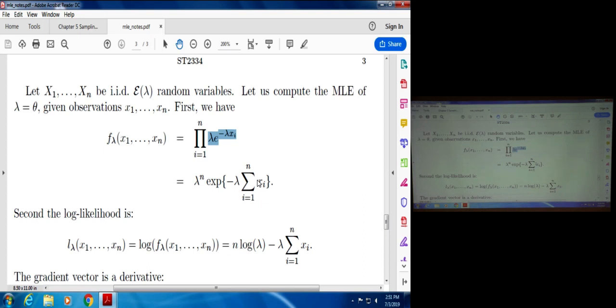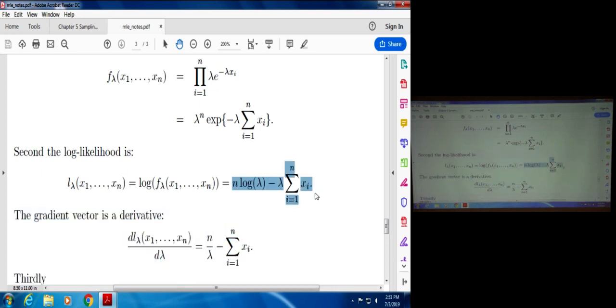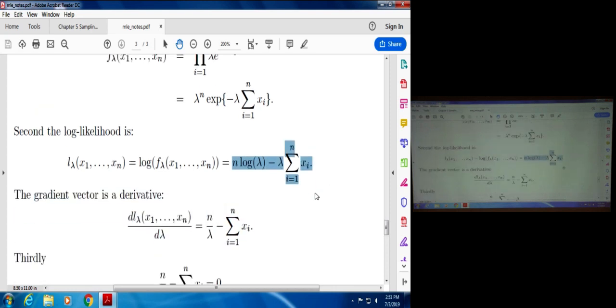Now our second step of the algorithm to compute the maximum likelihood estimate is to compute the natural logarithm of this function and differentiate with respect to the parameter lambda. So the log likelihood function, the logarithm of this, is n log lambda plus minus lambda times the sum i is 1 to n of the xi's. Okay, it's just simply computing the natural logarithm.